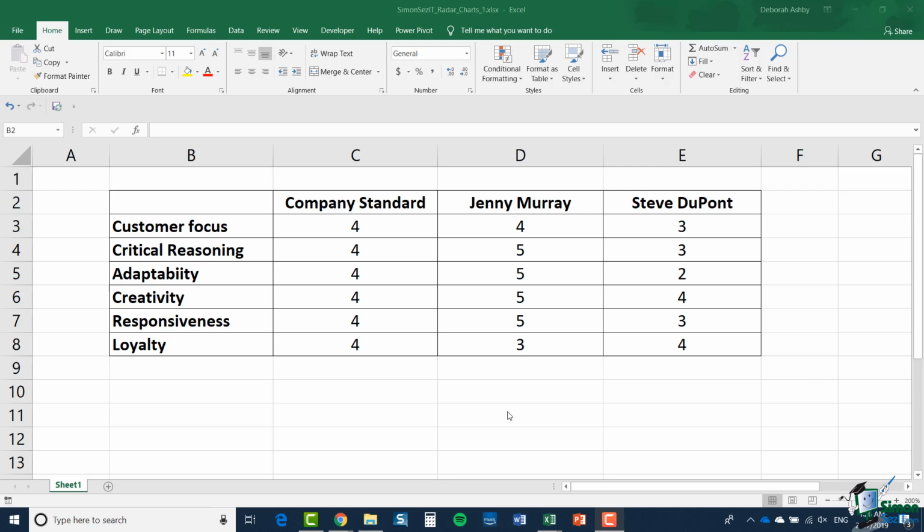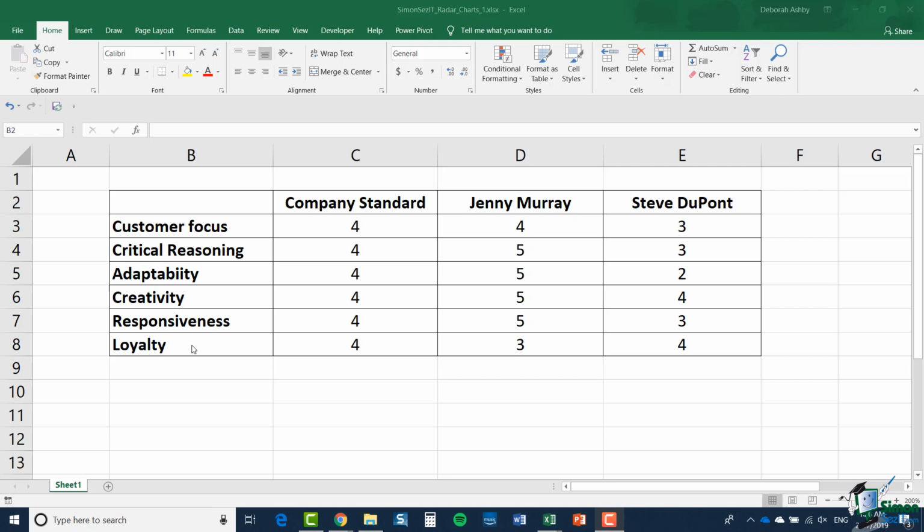In this section, we're going to take a look at radar charts, which are a very good way of comparing a relatively small number of things against a relatively small number of metrics. In this case, the things we're going to compare relate to employee performance at work, and a particular company measures performance against six categories, and those are the values in column B. So customer focus, critical reasoning, adaptability, creativity, responsiveness, and loyalty.